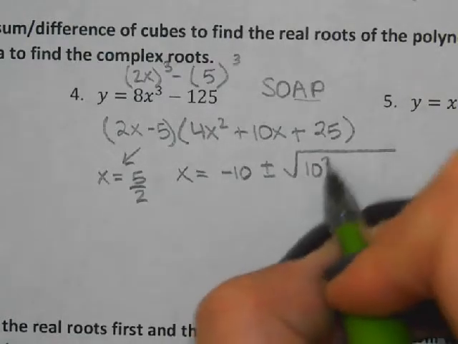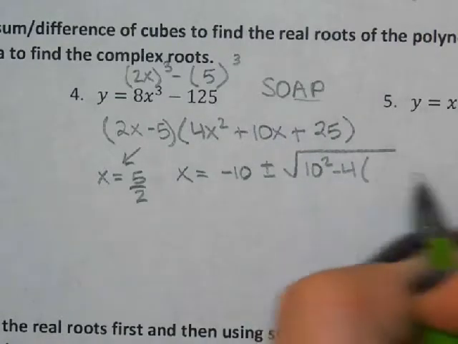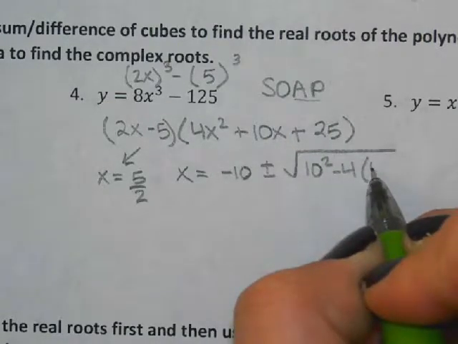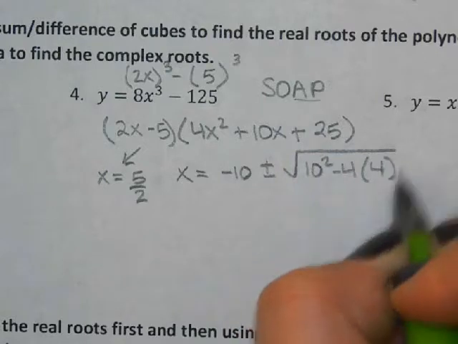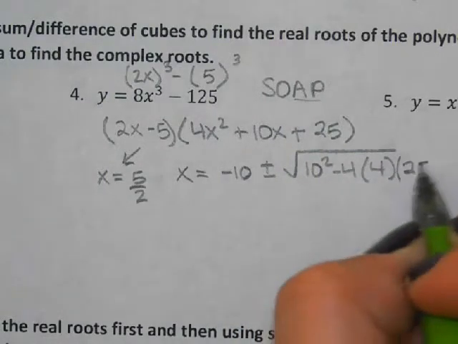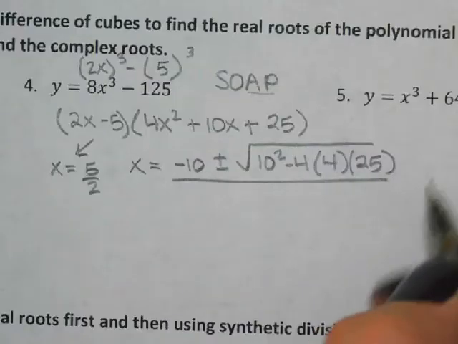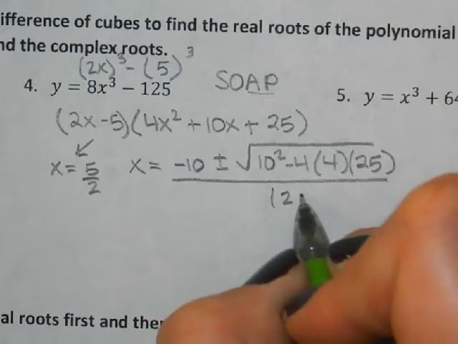So b squared minus 4 times a times 25, which is your c, divided by 2 times 4.